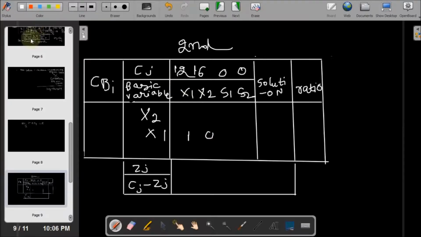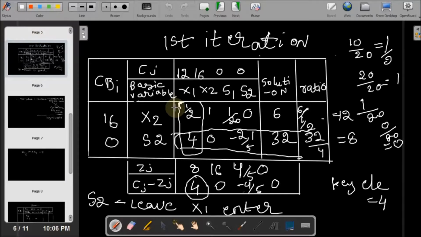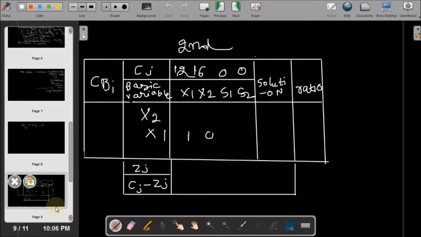Now see, minus 2 by 5 divided by 4. The value will become minus 1 by 10. Calculate that. I am directly writing that. Minus 1 by 10. Right?